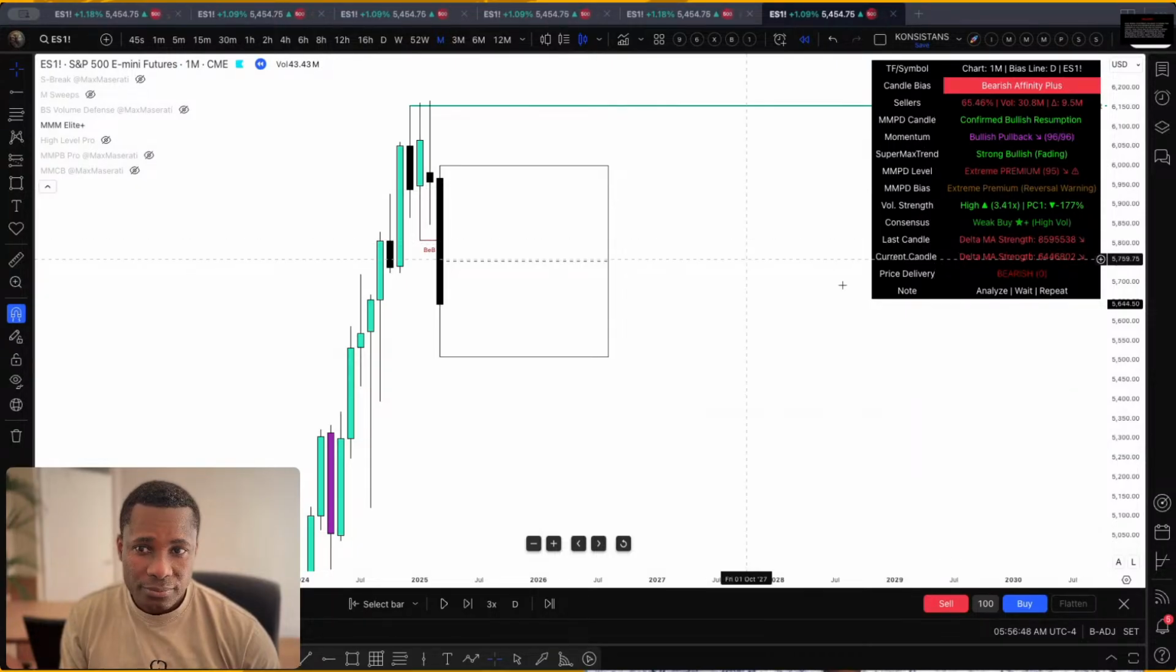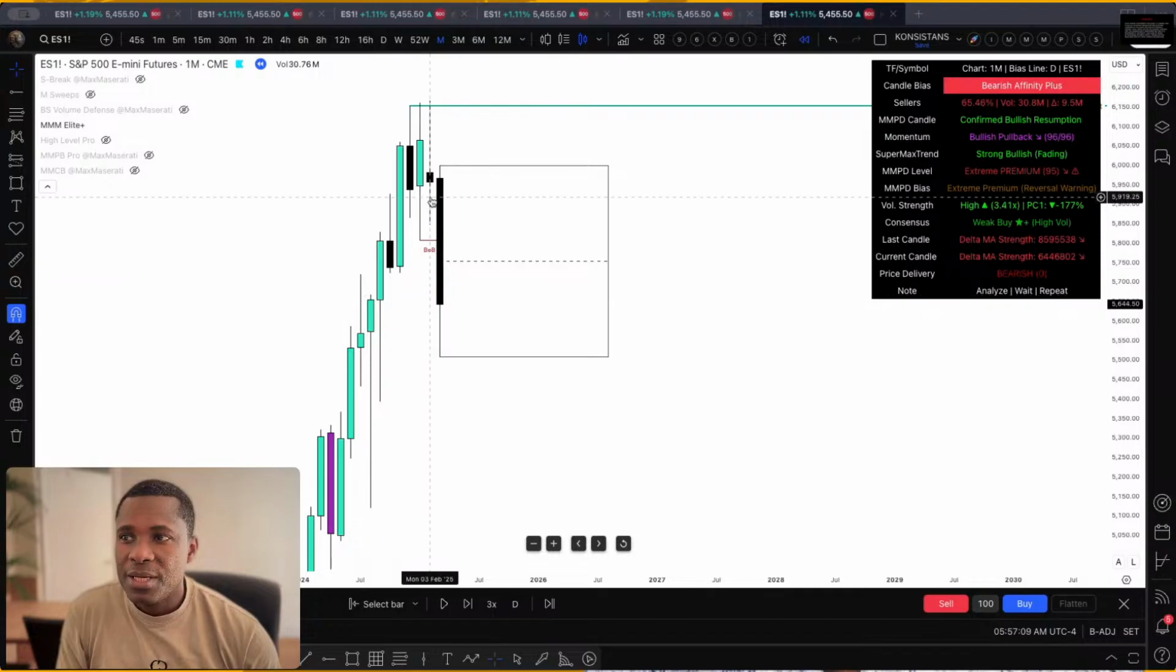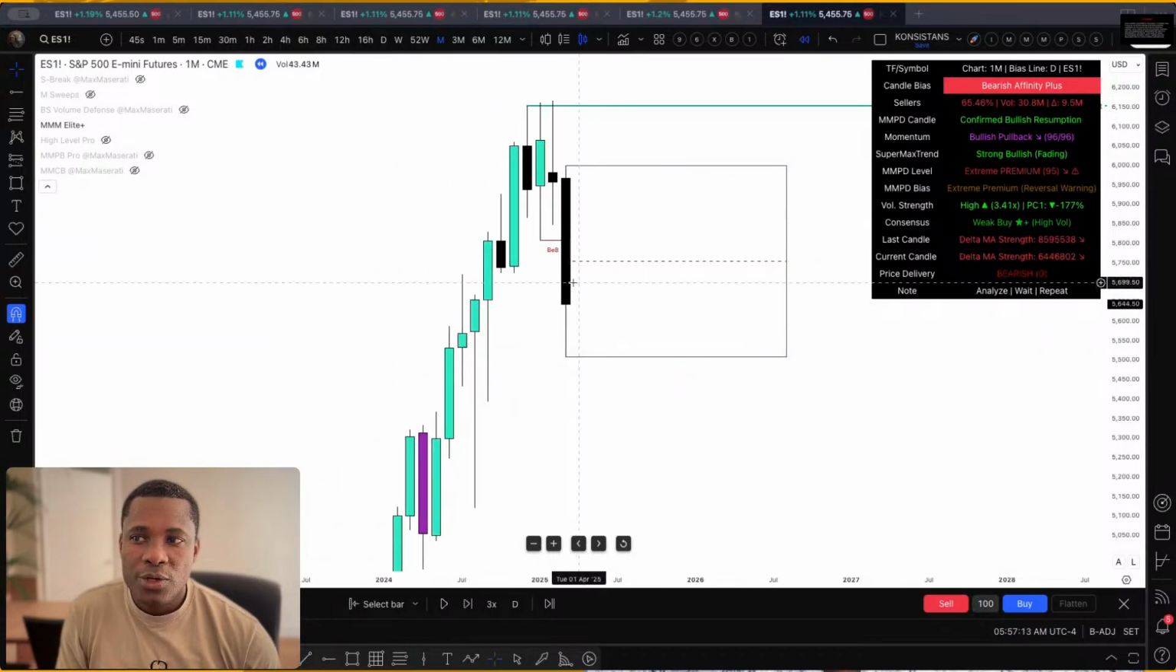Last candle delta was pushing down. Current candle delta pushing down. Price delivery bearish. Okay, we are in premium. Well, they say we are in a bullish pullback. Okay, sellers 65.46%, volume 30.8 million, delta 9.5 negative, which means this candle is telling us that we are pushing down. What do we do next?